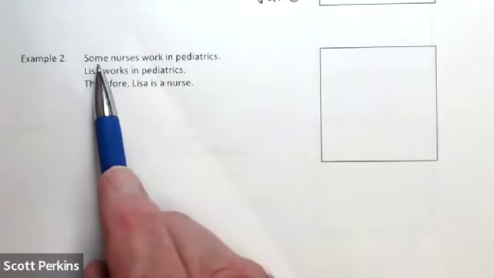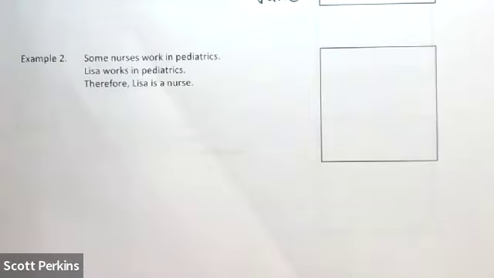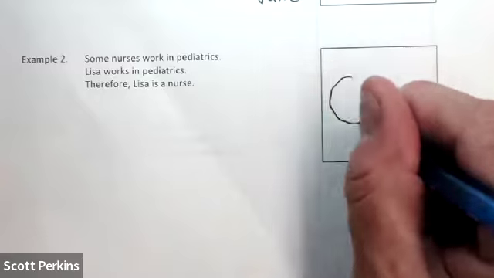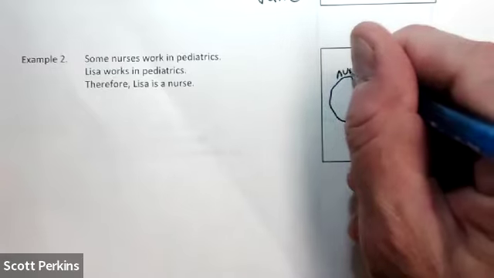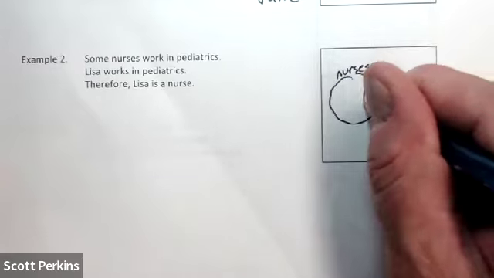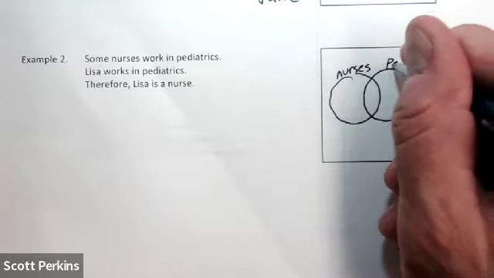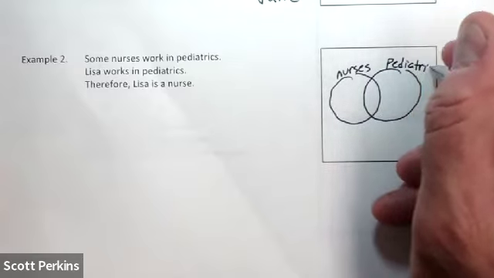So let's do this. Some nurses work in pediatrics. So some, we saw some is two overlapping circles. So here is my nurse's circle. And then here is my pediatrics circle.